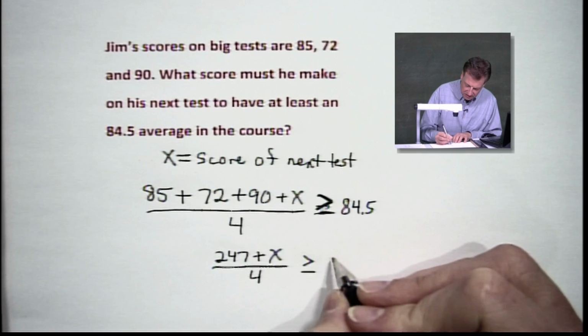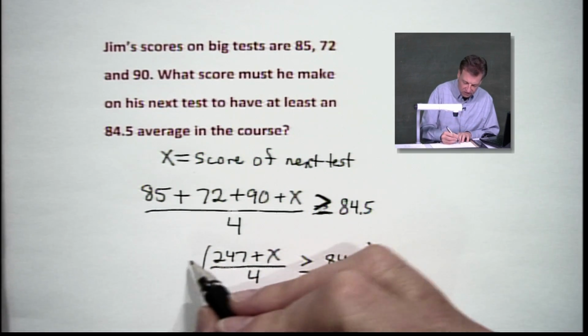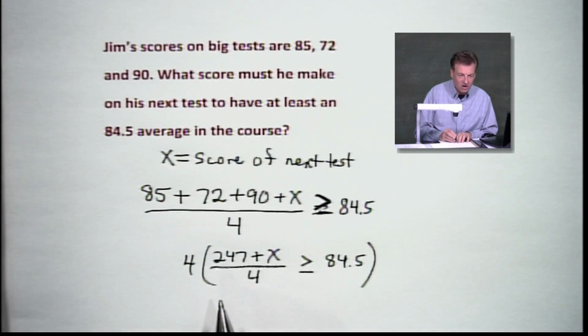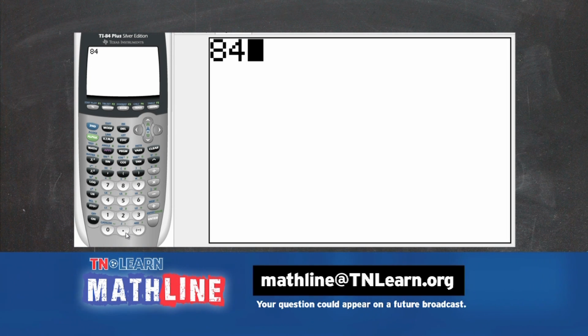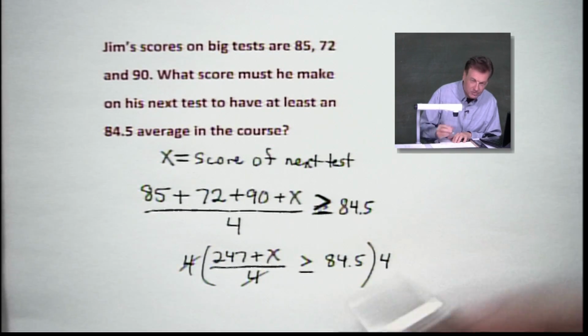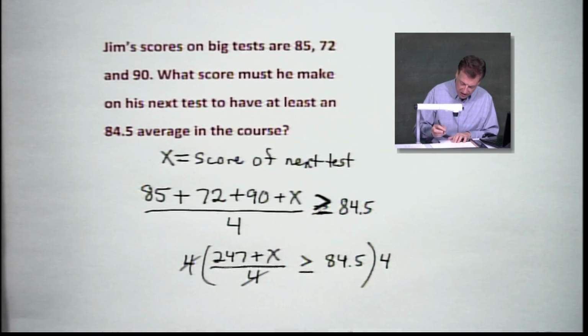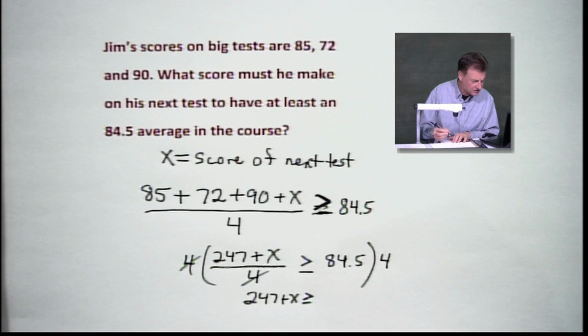And over here, I've still got 84 and a half, or 84.5, or 84 and 5/10, however you want to read that. The next thing I want to do is multiply both sides by 4. And as I multiply by 4, the 4s are going to cancel. That's nice. I'm going to get cheap here and go to the calculator. Let's do 84 and a half times 4. And we are going to get 338. So again, remember, I put that 4 over there, we have to multiply by that. So what we've got here is 247 plus x will be greater than or equal to 338.